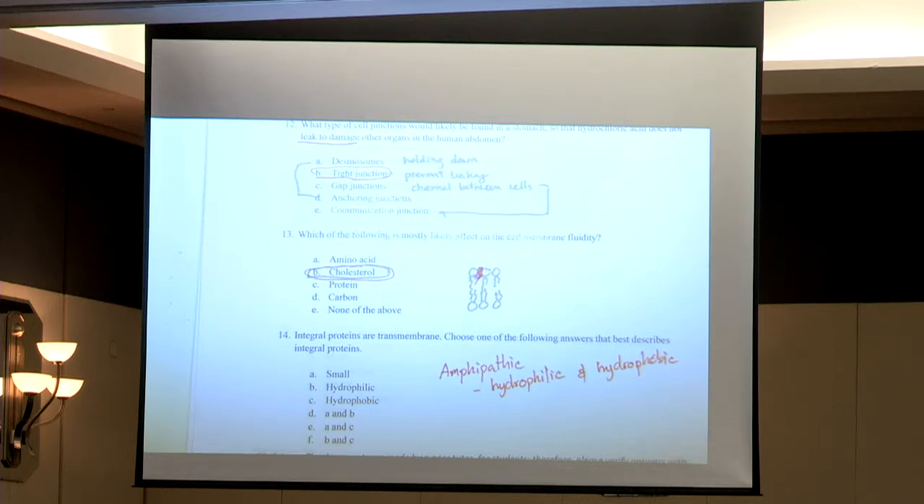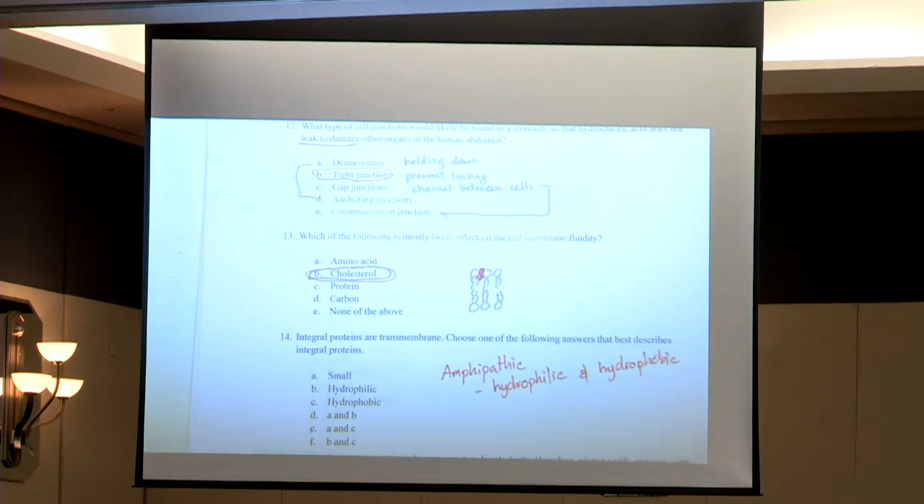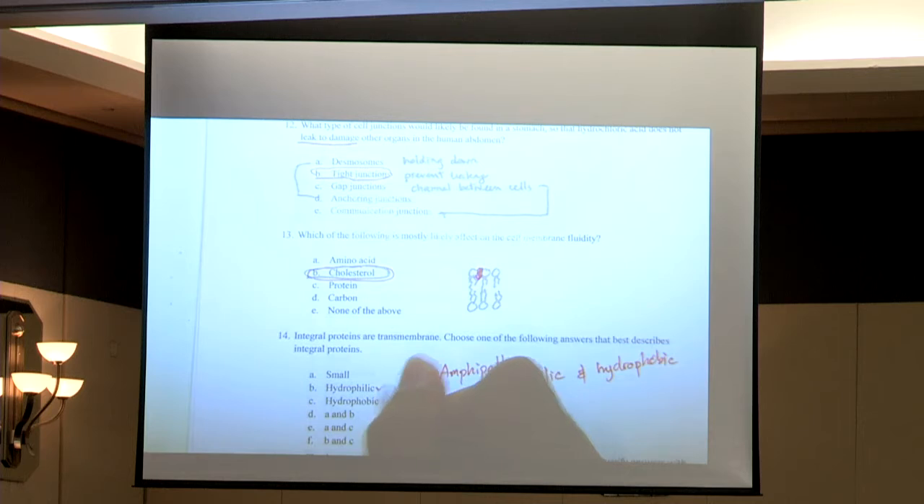So if we know that the integral protein has both hydrophobic and hydrophilic, we look at the choices. If it goes through the membrane, it shouldn't be small, right? Because it goes through the whole thing. It's much larger than the phospholipid itself. So the answer would be B and C. So your choice would be there. Okay.